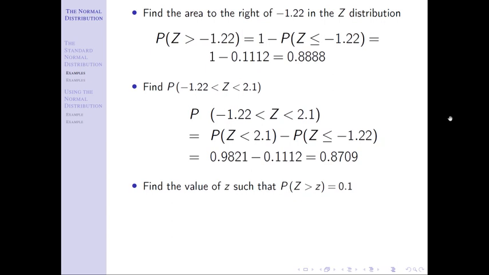I have a probability. I don't need a probability. What do I need? I need a cutoff value. Notice in the problems before, I was given the cutoff values. The cutoff values were negative 1.22 and 2.1. So I have to go backwards. I have to do everything the exact opposite of what I did before.